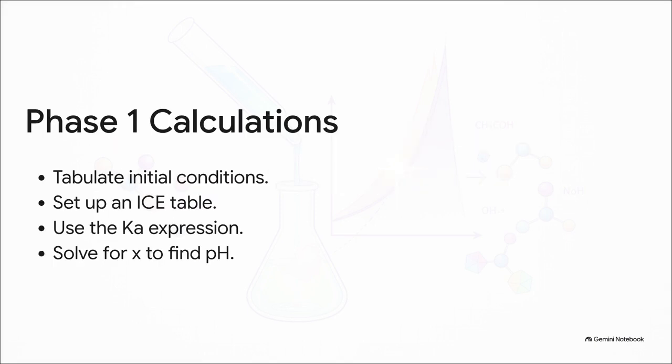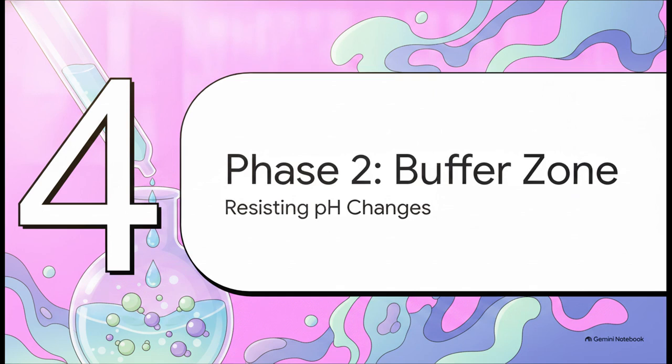To find the pH at this starting point, you just tabulate your initial conditions using a classic ICE table. Initial, change, equilibrium. You take those values, plug them right into your Ka equilibrium constant expression, and solve for x. That x is your hydrogen ion concentration. Take the negative log of that, and boom, you've got your initial, relatively low pH. Pretty straightforward, right? Next up, Section 4, Phase 2, the buffer zone.